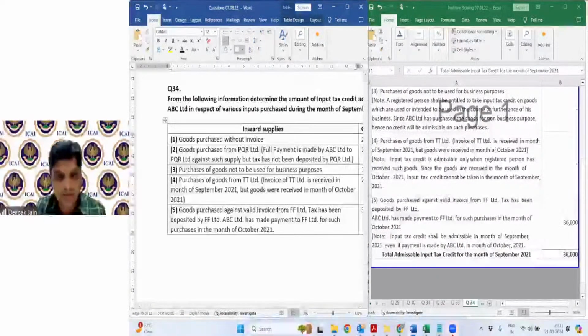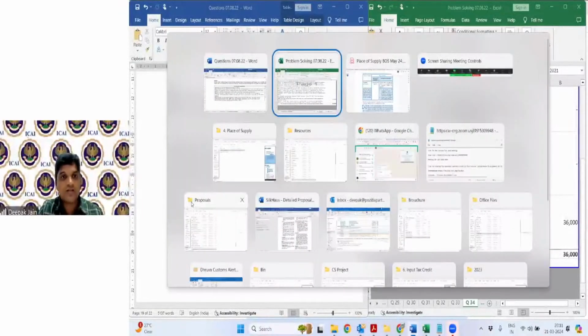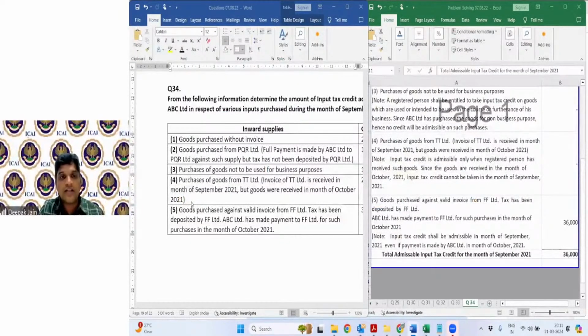I think ITC chapter, you have all lost touch. Let us recapitulate on ITC chapter.